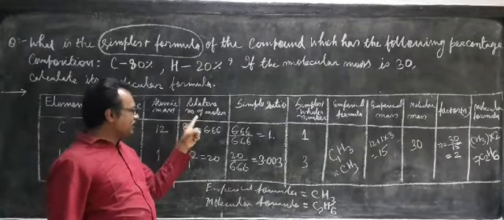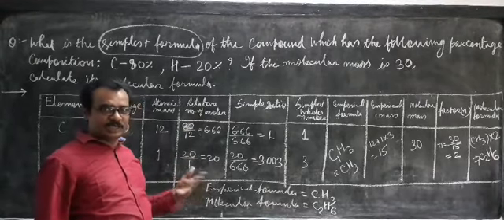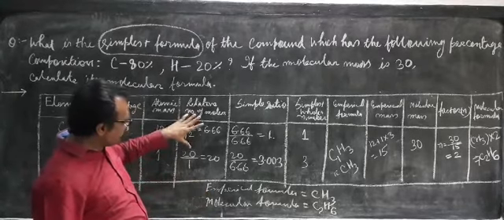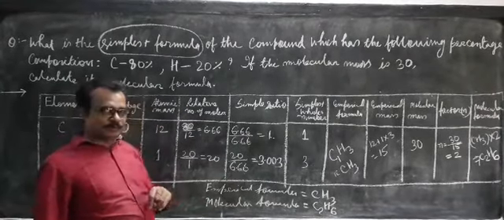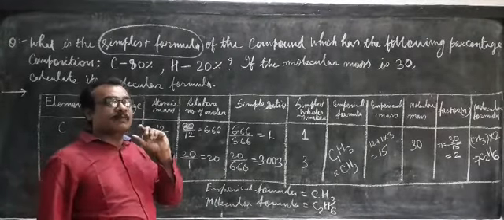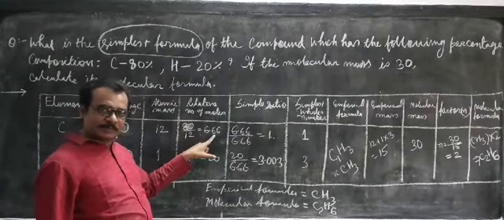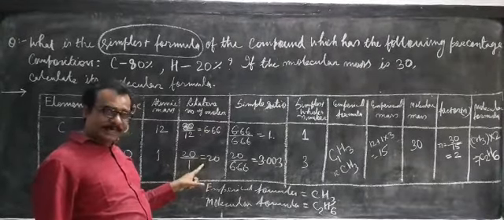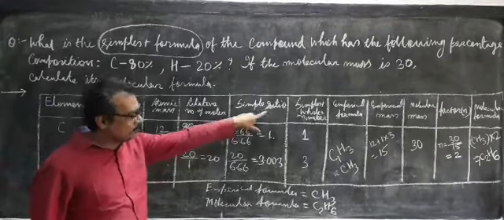Once you get the relative number of moles, here you have only two elements. You may have more than two elements, three or four elements also. In the relative number of moles, you find out which one is the least number of moles. Here it is 6.66. All the relative numbers of moles should be divided by this least number of moles, so that you get the simplest ratio.